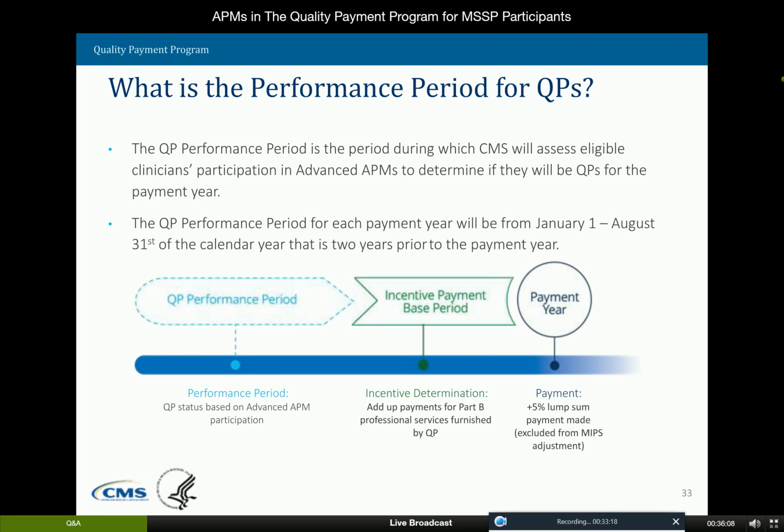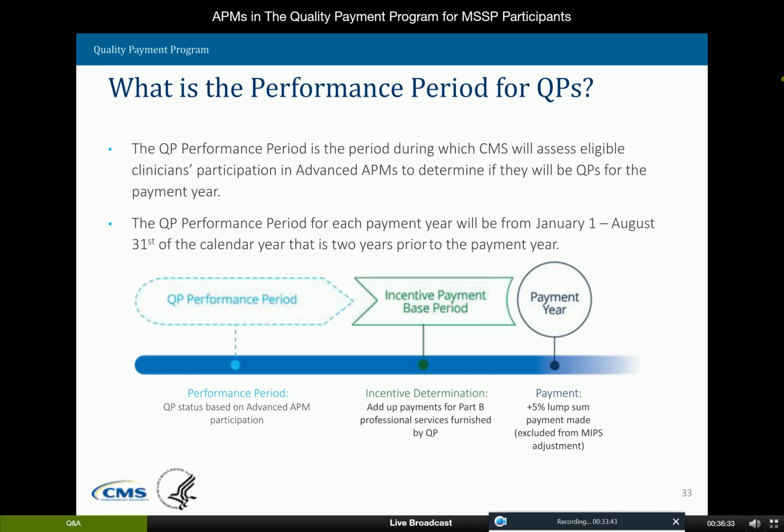And so we look at the entire calendar year of 2018, or that next year, and look at all the Part B professional services furnished by QPs. And we add up those payments and take 5% of that. And then we make that payment during the payment year. So that first payment year is 2019. And so we'll send that as a lump sum payment out.